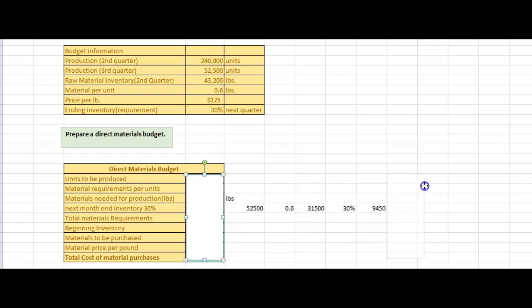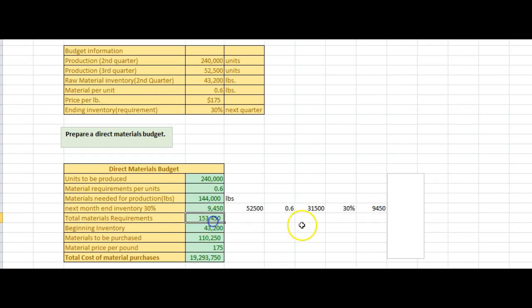You're going to take the numbers that you have here. This is our production. This is the material requirements per unit. It's 0.6 pounds. Multiply that out. We have 144. We want to look at next month and make sure we have 30% of next month's ending inventory. So we're going to make 52,500, and we're going to multiply that times the 0.6, which gives us the full amount. Multiply that times the 30%, and this is what our ending inventory needs to be for direct materials for the next month's production run.